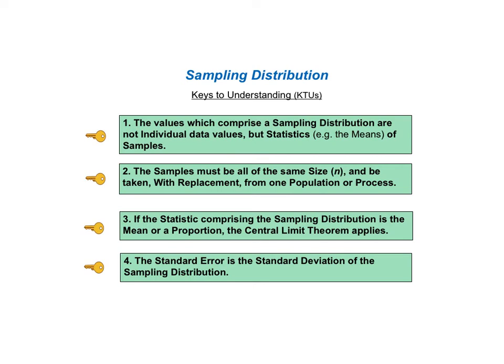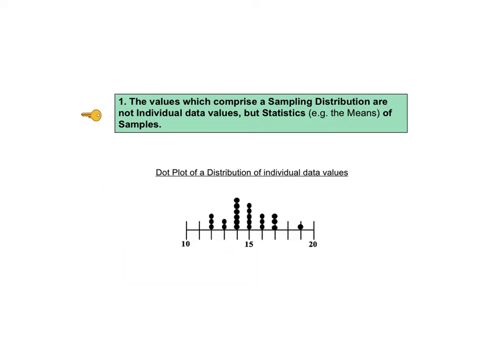And here on one page are all 4 keys to understanding the concept of sampling distribution. You may wish to pause the video at this point and read them all together. As we'll see, the sampling distribution is different from all the other distributions we've covered in the book and in these videos. Its primary value is the role it plays in the concepts of central limit theorem and standard error, which are covered in KTUs number 3 and 4. Okay, now let's take a more detailed look at each key to understanding.